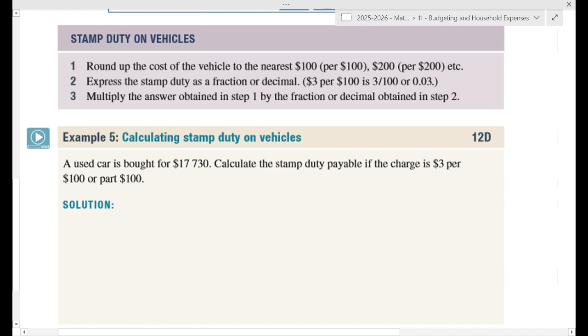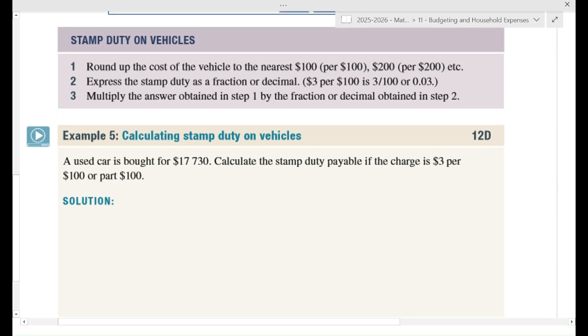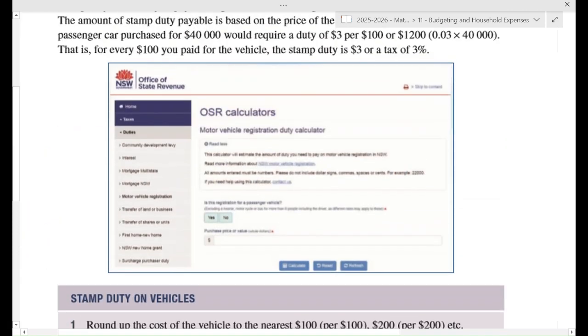Okay, stamp duty. We're still doing vehicles, obviously. And now we're doing stamp duty. Now, stamp duty is a really interesting thing. It's something that you have to pay on a vehicle. I will explain it when we're in class. Yeah, it's a cost by the government.